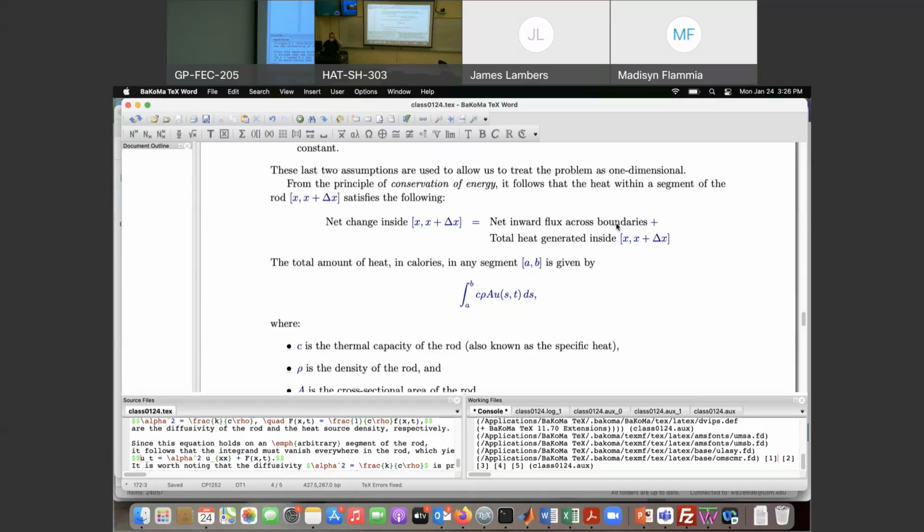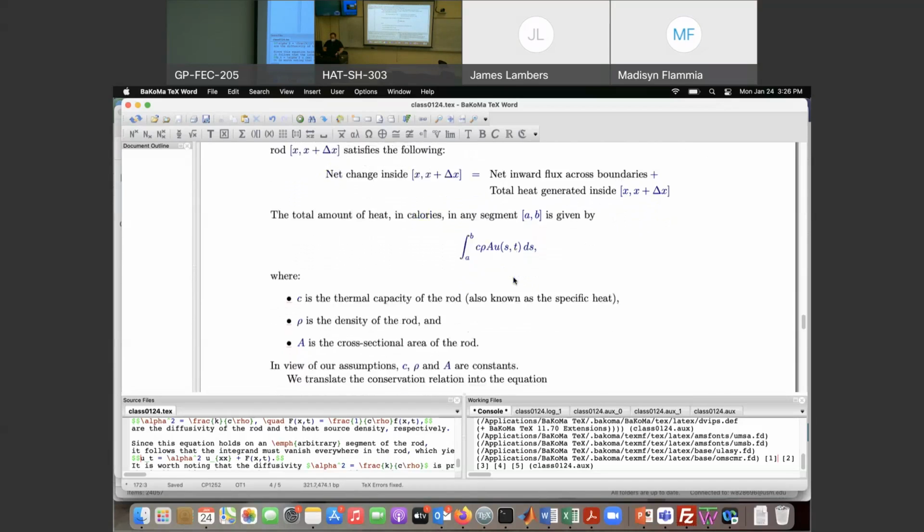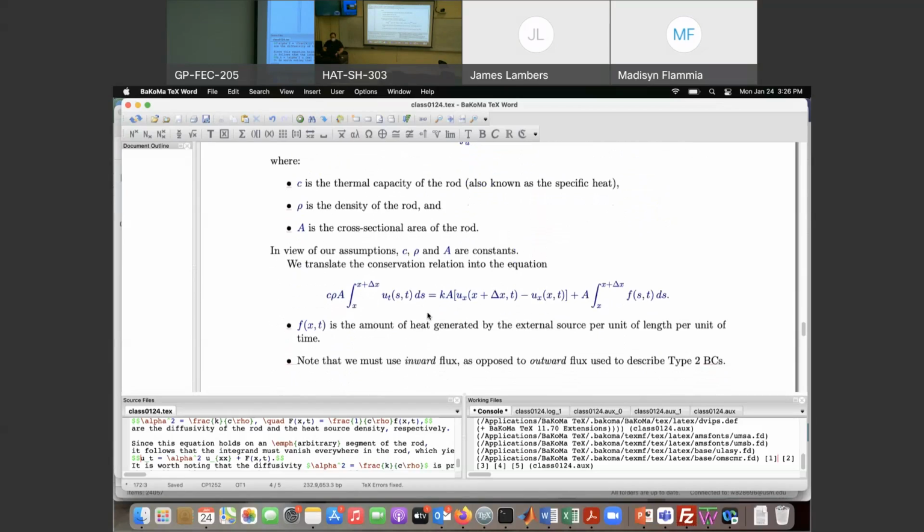Where it says C row A, right? Oh, this? It's down further, the next one. Yeah, I just need to write down the F of x, t.